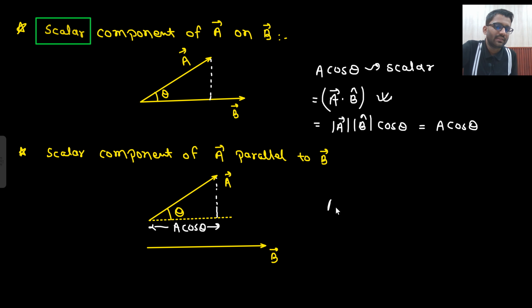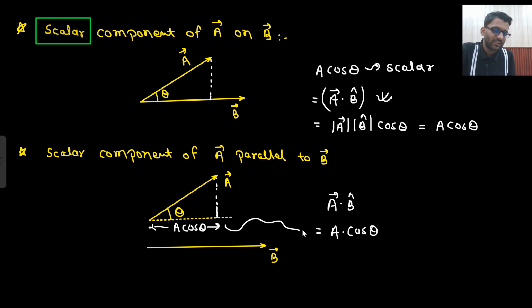And how can I write this? This is how I can write this. Why can I write this? Because I know between A vector and B vector the angle is theta only. If I solve this, what am I going to get? Magnitude of A into magnitude of B into cos theta. So I am getting cos theta only. This is what I am getting.